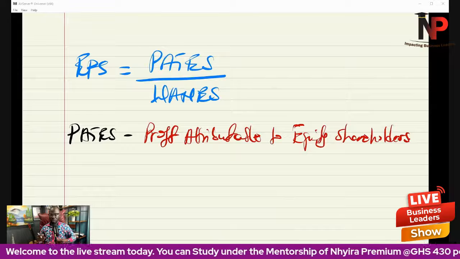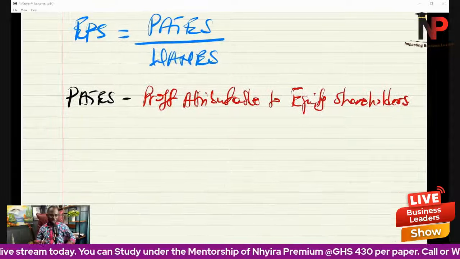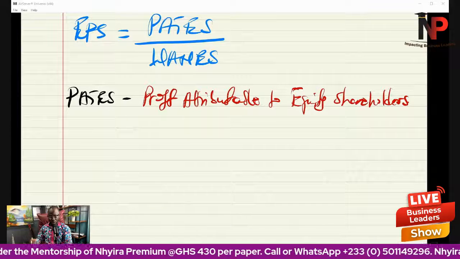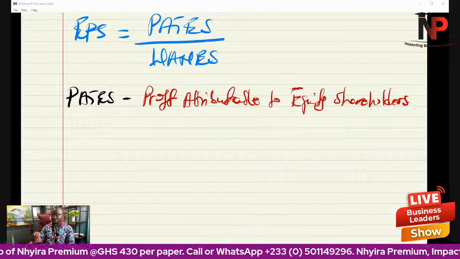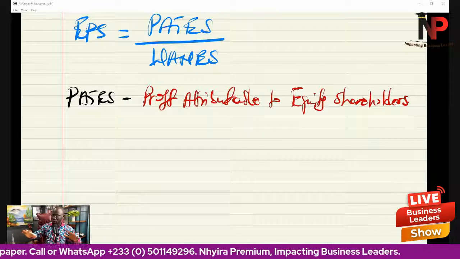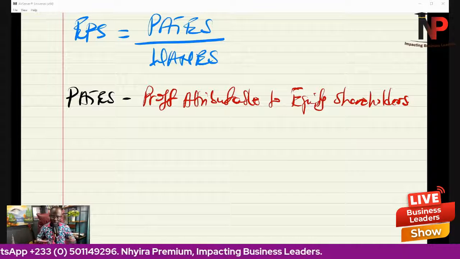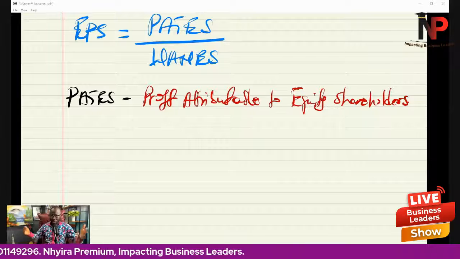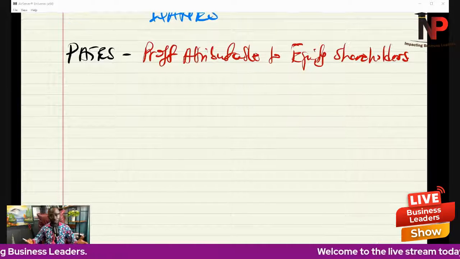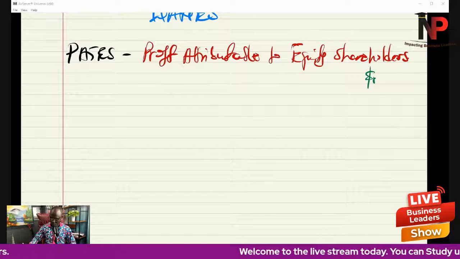Now, you have to be careful about this because we are not just looking at the profit for the year. Our focus is on profit attributable to the equity shareholders. So when we take the company, how much profit is attributable to equity shareholders? Somebody will ask, how the heck do we calculate that? So let's go find out how we can calculate profit attributable to equity shareholders.